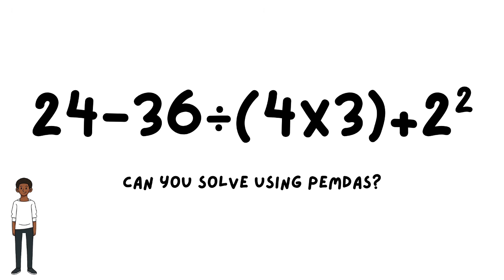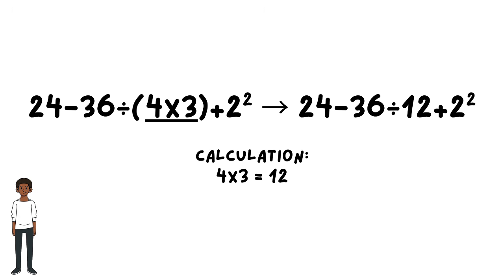24 minus 36 divided by (4 times 3), plus 2 squared. Let's follow PEMDAS strictly from top to bottom. Step 1. Start with the operation inside the parentheses. 4 times 3 equals 12. Substituting 12 back into our expression leaves us with 24 minus 36 divided by 12 plus 2 squared.